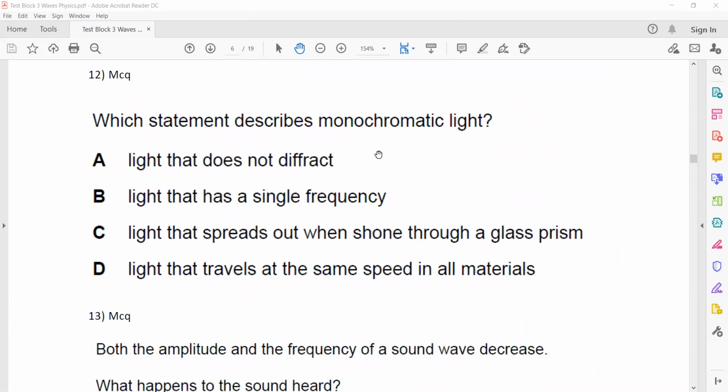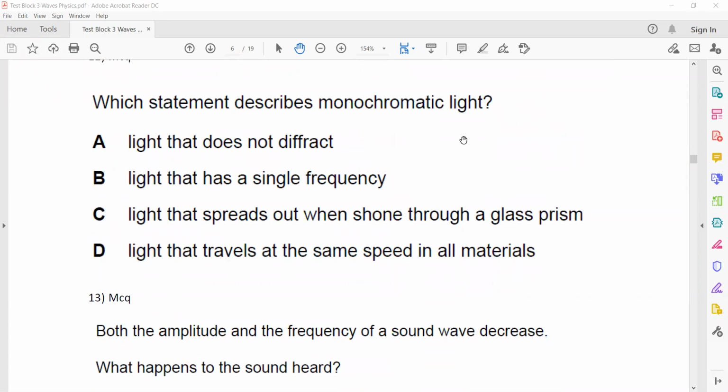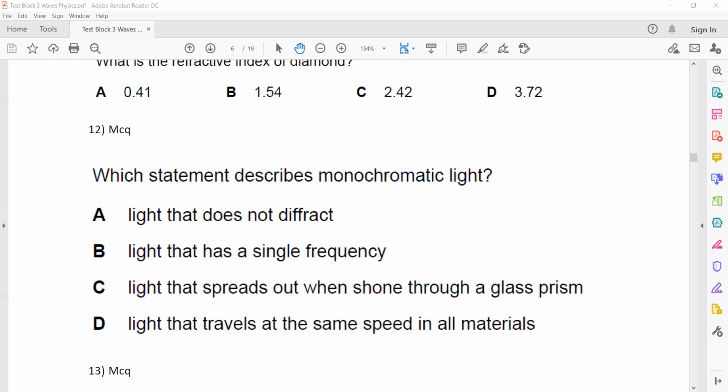Which statement about monochromatic light is correct? The term monochromatic means light of a single wavelength, or a single color, or single frequency. So in question 12, light does not diffract? Diffraction is a property of waves, so it can diffract. That's true of light which has a single frequency. Light that spreads out: monochromatic cannot spread out? White light, which is a combination of 7 colors, can spread out. Or even if you have 2 different colors, 2 different wavelengths, that can also spread out.